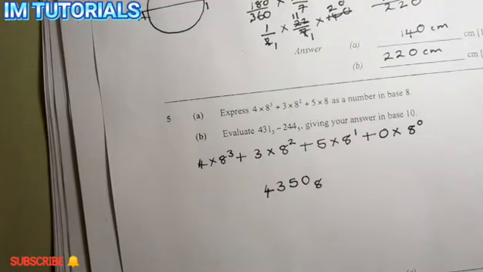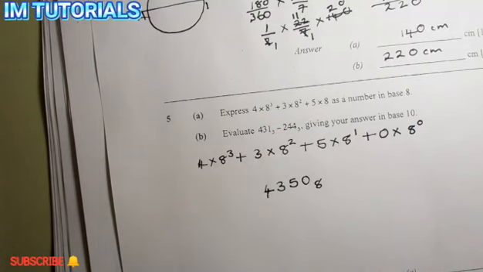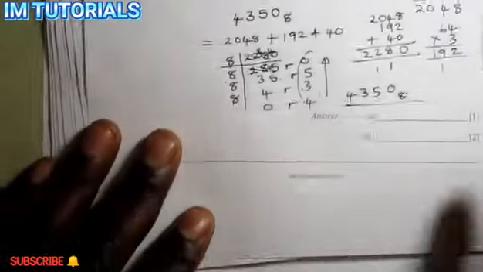Then you are home and dry. I hope you are listening. So the longer way is when someone multiplies and adds to find the sum. Then after finding the sum, the answer that comes out will be in base 10. Then you have to divide by base 8 to come out with your answer.